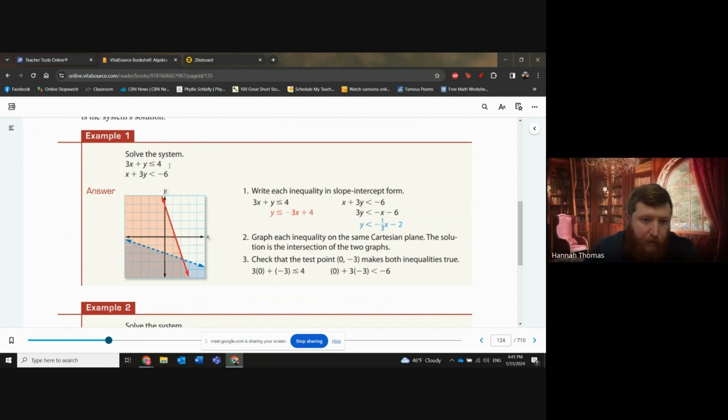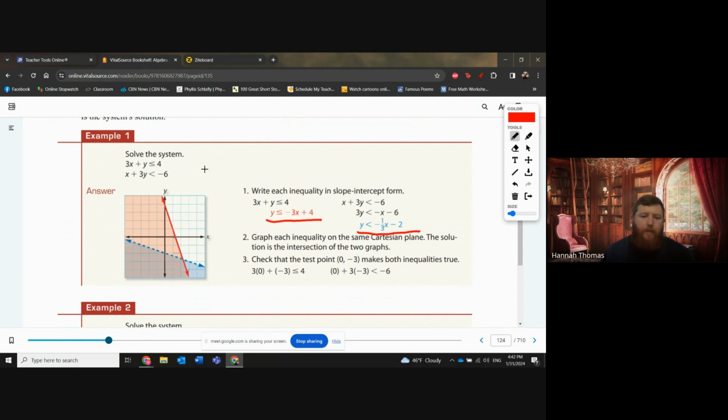So for example 1, I have 3x plus y is less than or equal to 4, so that's why I have a solid line. And I have x plus 3y is less than negative 6, that's why there's a dotted line. In order to graph these, they must first be converted to slope-intercept form, y equals mx plus b. So 3x plus y is less than or equal to 4 becomes y is less than or equal to negative 3x plus 4. And x plus 3y is less than negative 6 becomes y is less than negative 1/3 x minus 2.